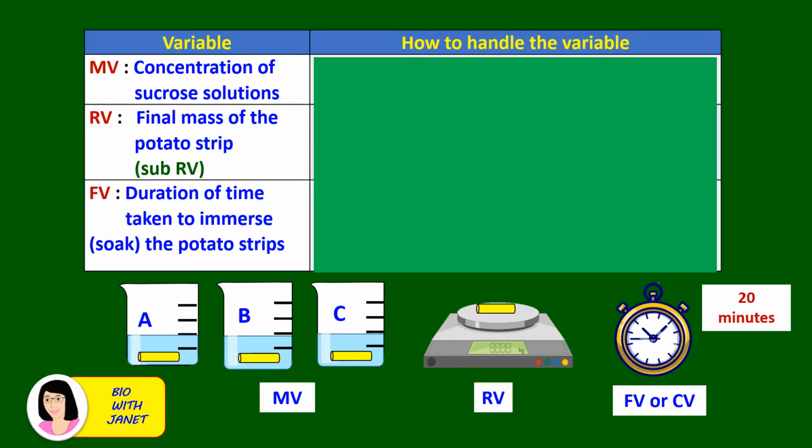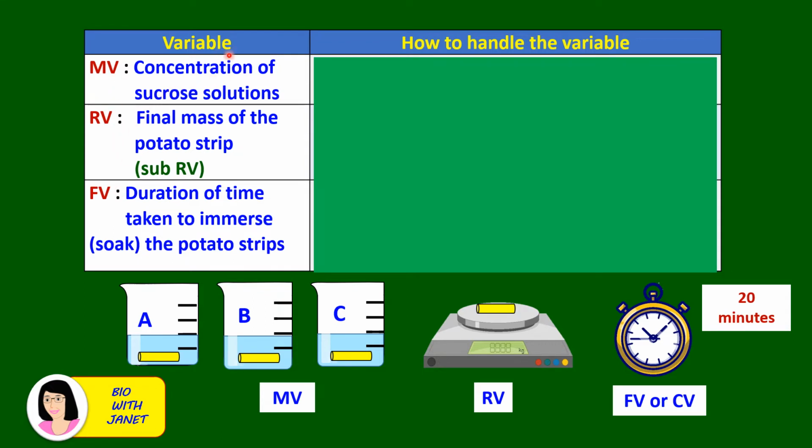So you can be asked to explain the method of handling the variables, how to handle the variables, such as manipulated variable or MV, responding variable or RV, and fixed variable or FV, or sometimes called the constant variable, as in the Form 5 textbook, constant variable or CV. Okay, now in the exam, don't write MV, RV, FV. You must write it in full if you are using these terms: manipulated variable, responding variable, fixed variable.